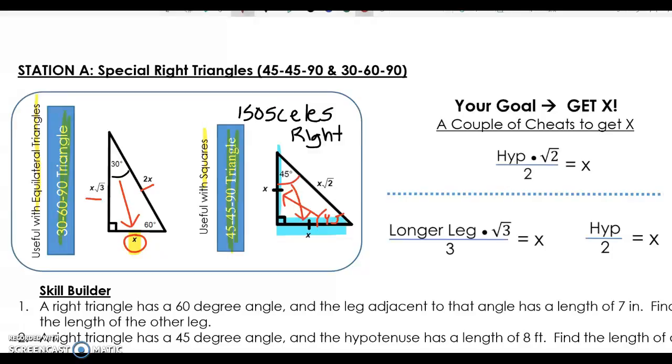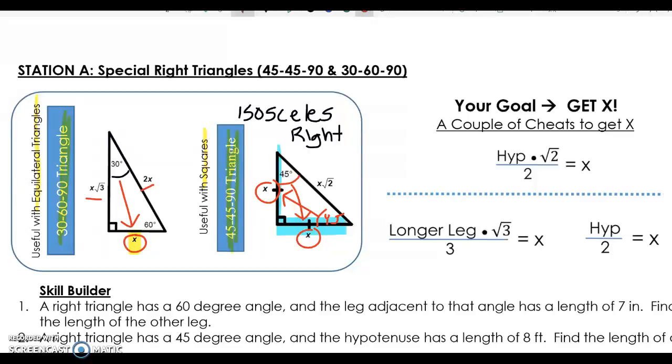Now your two legs, we call those x because they have the same length, and then the length of the hypotenuse is going to be the length of the leg times the square root of 2. In knowing this, you don't have to use the Pythagorean theorem to figure out any of these missing measurements. You could just use these special right relationships. Okay, so let's go over a couple of cheats.